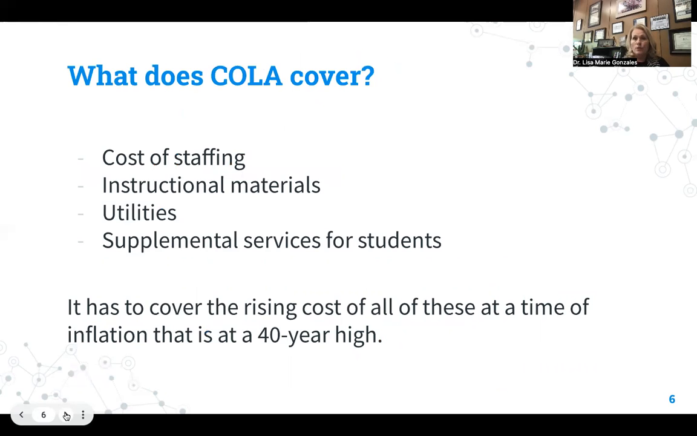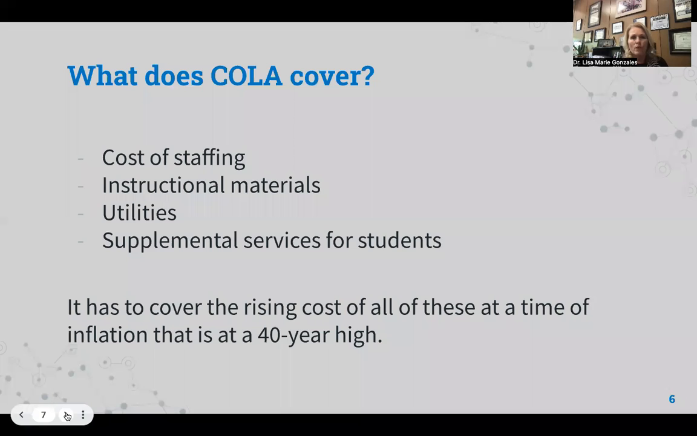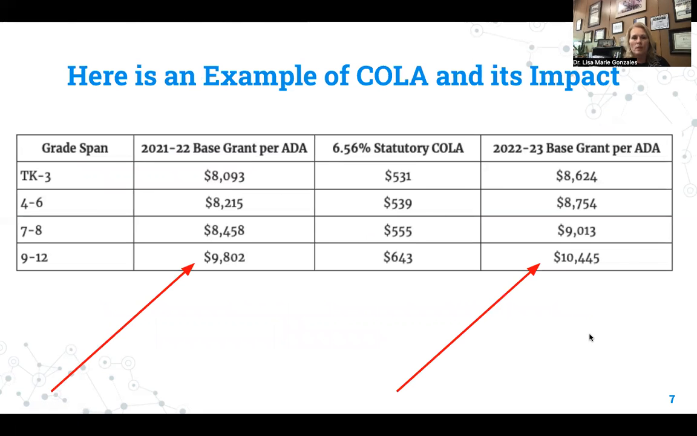So it's intended to cover the cost of doing business, which for us is the cost of staffing, the increases to instructional materials, utilities, and the retirement components that we pay for: PERS, the Public Employee Retirement System, and STRS, the State Teachers Retirement System. And the challenge that we're starting to run into with COLA is that we are experiencing inflation that is at a 40-year high. And that will be some of the slides I share in an upcoming presentation. But COLA doesn't go as far as we would like it to go. So let's take a look at the COLA and its impact.